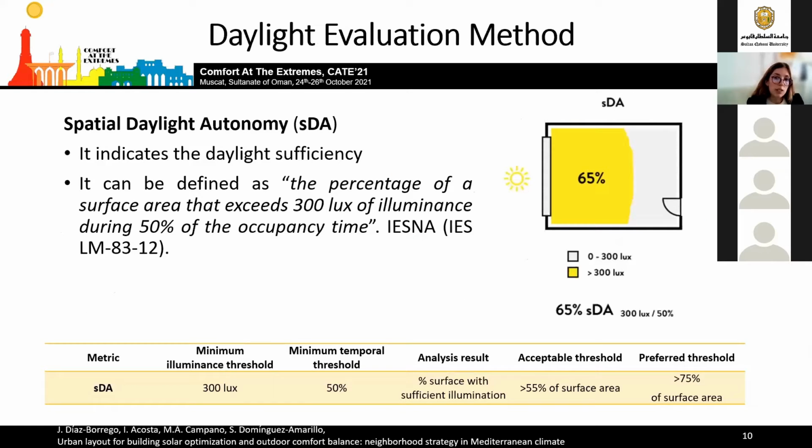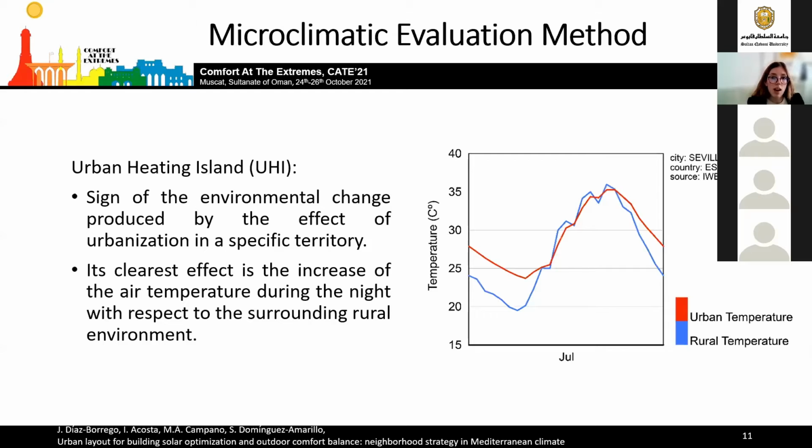As evaluation method, the light potential is quantified using the metric, both spatial and dynamic, introduced by the Illuminating Engineering Society of North America, Spatial Daylight Autonomy, sDA. The sDA metric indicates daylight sufficiency, defined as the percentage of a surface area that exceeds 300 lux of illuminance during 50% of the occupancy time. Nevertheless, control of the thermal increase in temperature caused by solar radiation is needed. Thus, a correct evaluation of the hygrothermal and microclimatic conditions of the urban context is necessary.